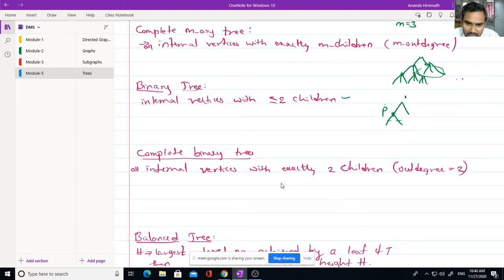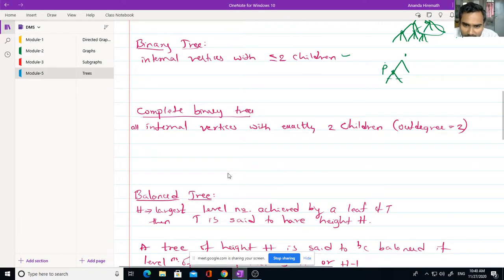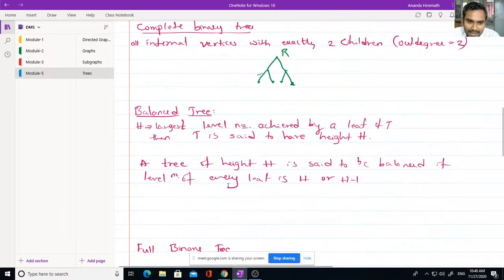Then in case of a complete binary tree, every internal node must have exactly 2 children. Like if I have this as root node, then every internal node must have exactly 2 children. Okay. Now balanced tree.